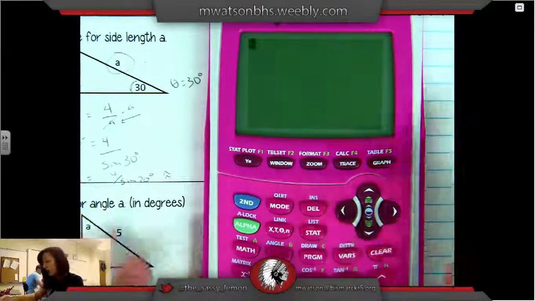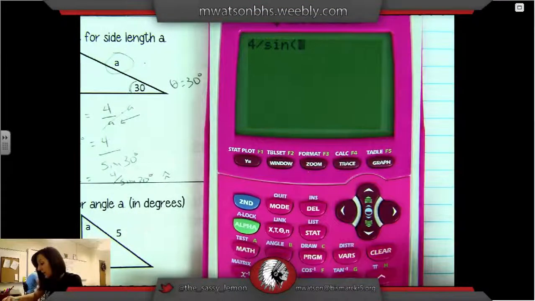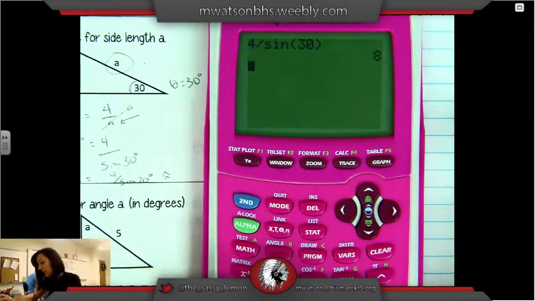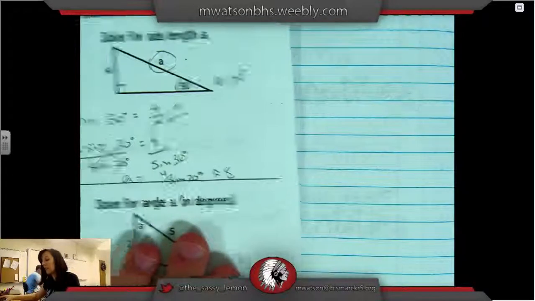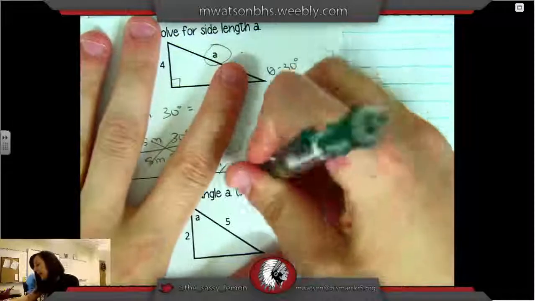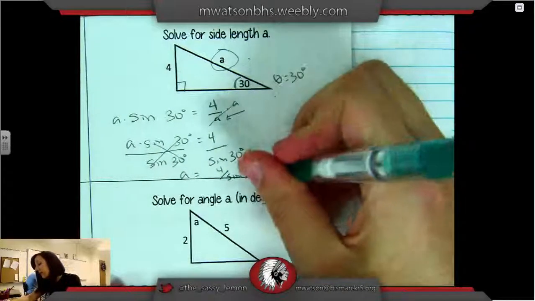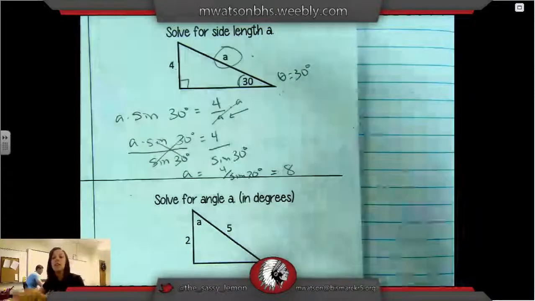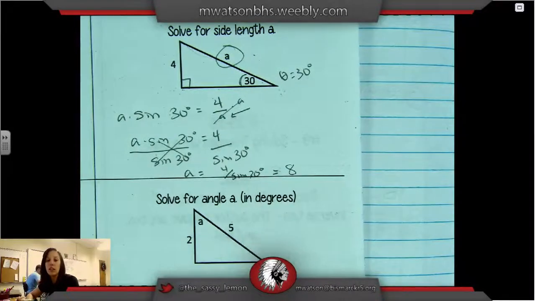So I'm going to grab my calculator, type in 4 divided by sine of 30, and it is 8. Another way you could do it, if you know sine of 30 really well from our special triangles, then you can just plug in the value, the ratio known there, or you can use your calculator. So A is going to be 8 units.